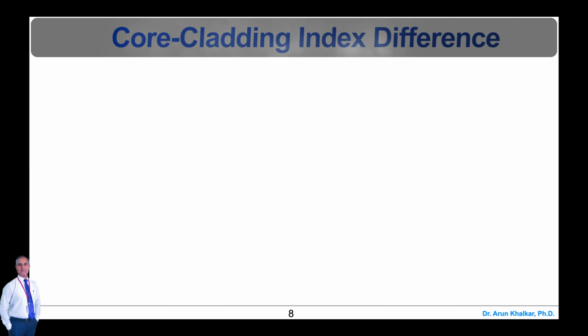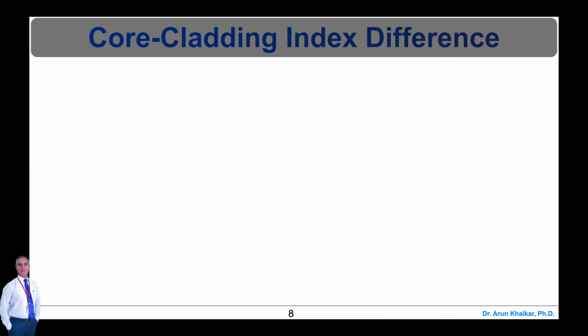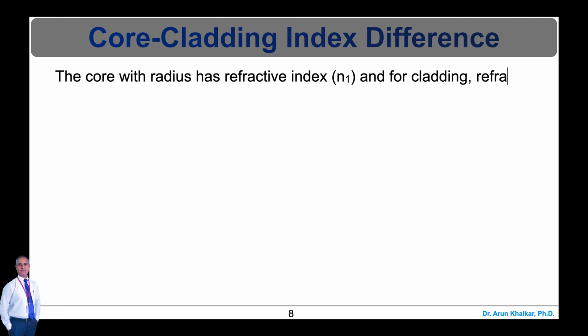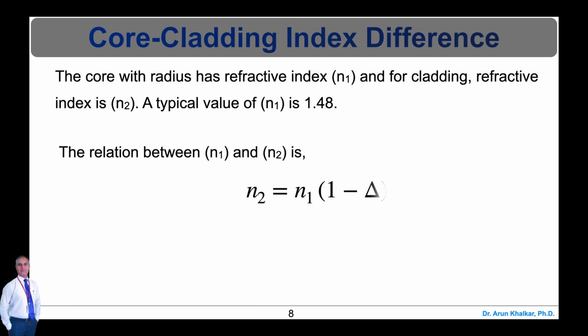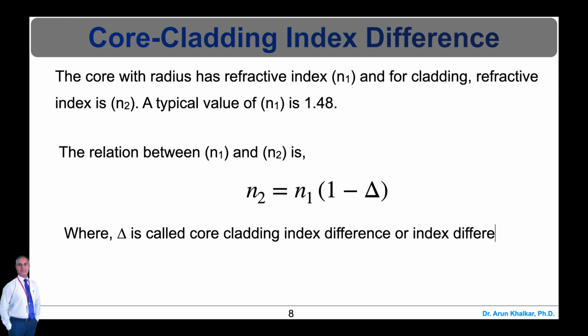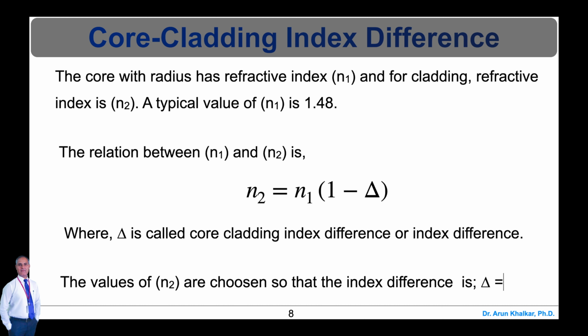Now let's see what the core cladding index difference is. In practical step index fibers, the core with radius a has a refractive index N1, and for cladding, the refractive index is N2. A typical value of N1 is 1.48. The cladding surrounding the core has a refractive index slightly lower than N1. The relation between N1 and N2 is shown in this equation, where N2 is equal to N1 times (1 minus delta), where delta is called the core cladding index difference, or simply index difference. The value of N2 is chosen so that the index difference delta is equal to 0.01.